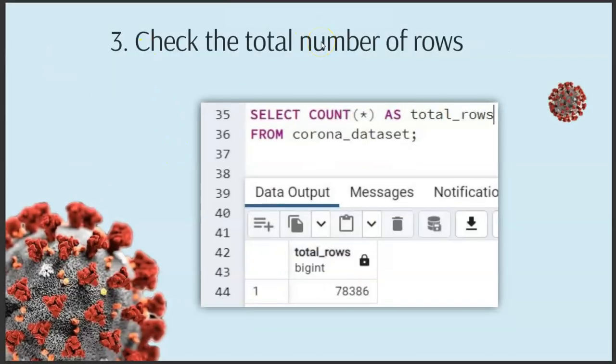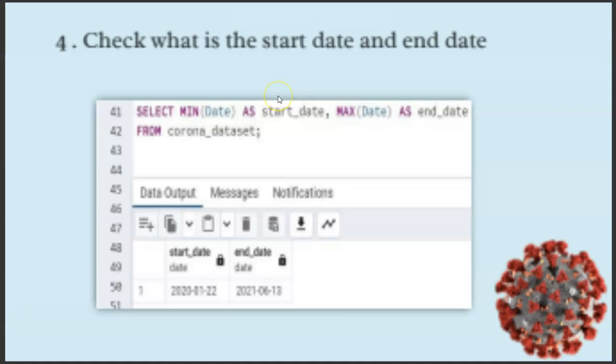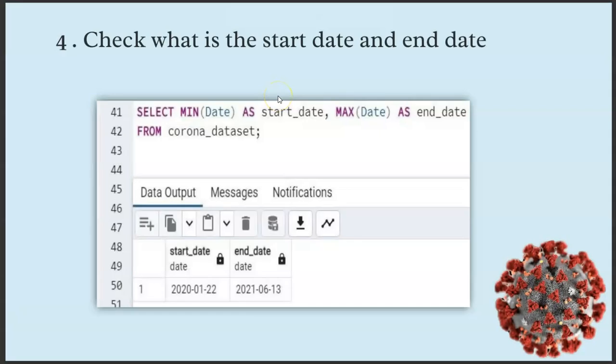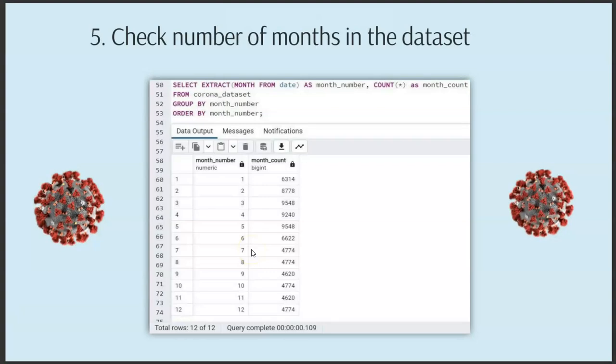Then we have to check the total number of rows. Then we use the count function here. Count function returns the total number of rows from our dataset. Then we have to check the start date and the end date. You know, start date is the minimum date and end date is the maximum date. So we use min and max function from our corona dataset and find the start and end date.